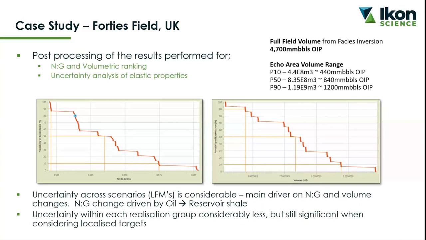But when we go and look much more closely at the range of volumetrics, and we calculate the P10 through to P90, so that's the probability of exceedance, what we see is that we get a range of possible in-place volumes from 440 up to 1.2 billion barrels. So these are very plausible ranges of oil initially in place for that region of the field. But let's now look at some of the uncertainty and what's driving some of these changes.